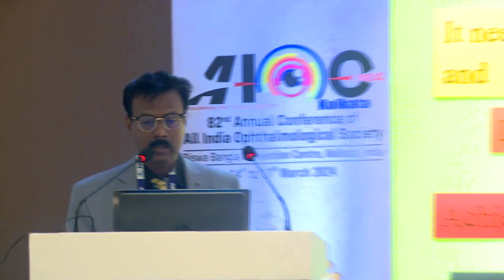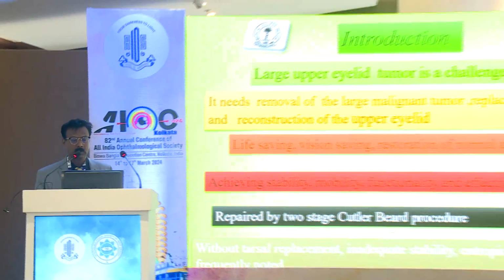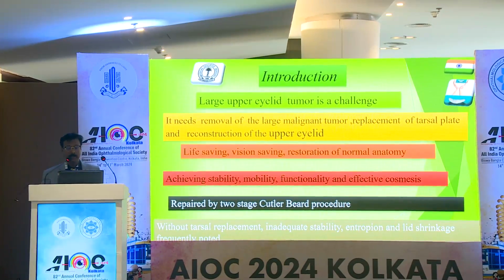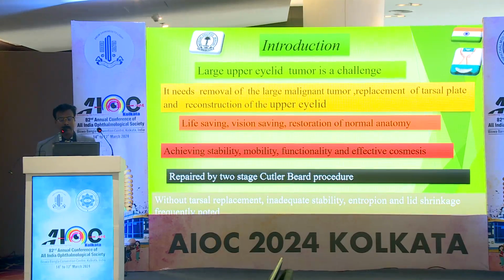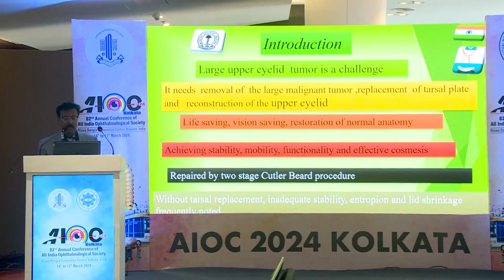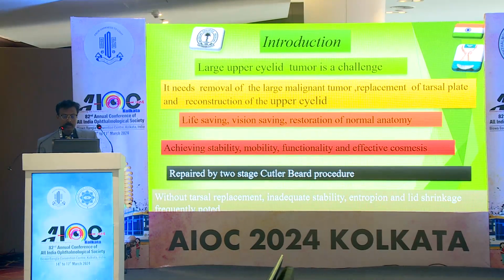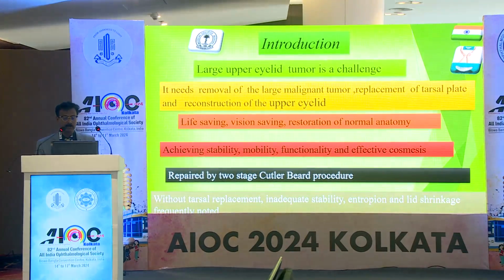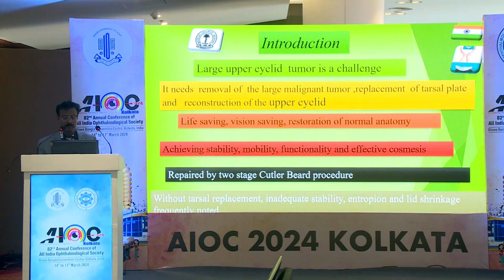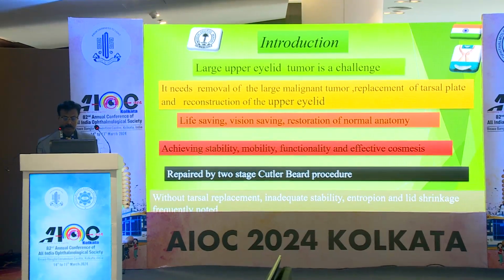Upper eyelid tumor is always a challenge to the oculoplasty surgeon. It needs removal of the large malignant tumor, replacement of the tarsal plate, as well as reconstruction of the upper eyelid. It's a life-saving, vision-saving restoration of the normal anatomy, achieving stability, motility, functionality, and effective cosmesis. A 2-stage procedure without replacement of the tarsal plate may cause shrinkage; entropion, ectropion, and lid shrinkage frequently occur.